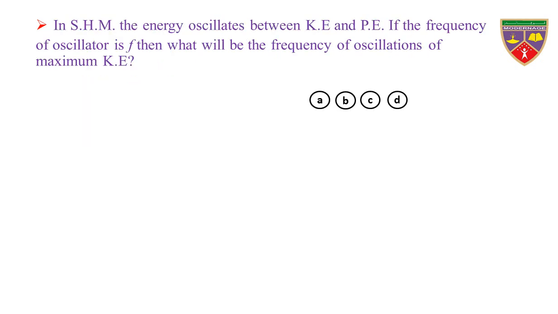In simple harmonic motion, the energy oscillates between kinetic energy and potential energy. If the frequency of oscillation is f, then what will be the frequency of oscillations of maximum kinetic energy? Option A, f, option B, 1.5f, option C, 2f, option D, 2.5f. The key is 2f. Therefore, the correct option is C.